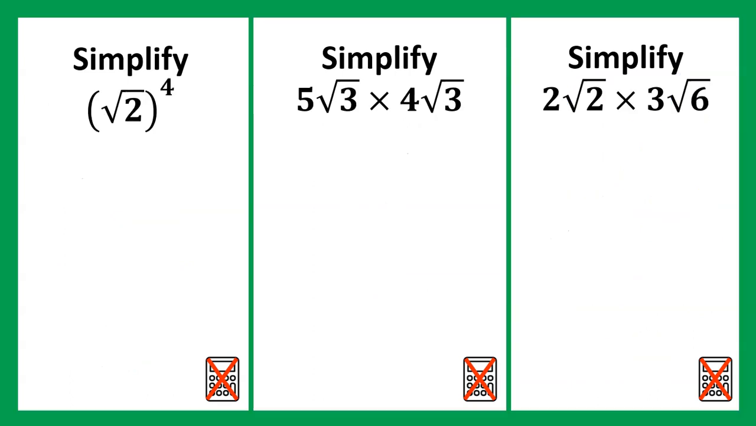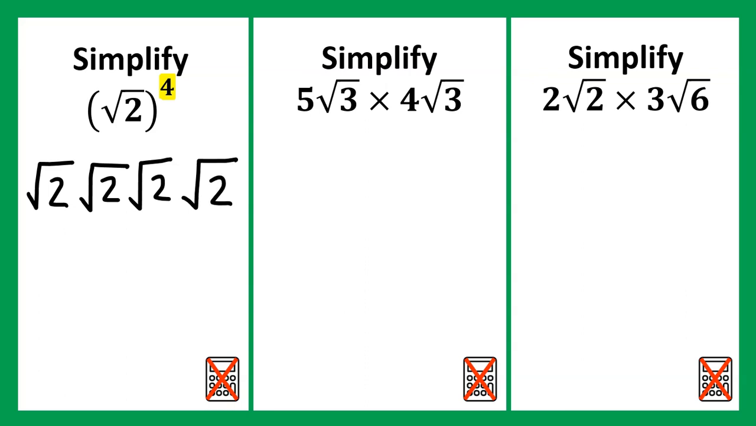On to the advanced questions. These are some of the trickiest types of questions that you're likely to find on this topic. So root 2 to the power of 4 would be starting with root 2, multiplying it by itself, and then itself again, so it appeared a number of 4 times.